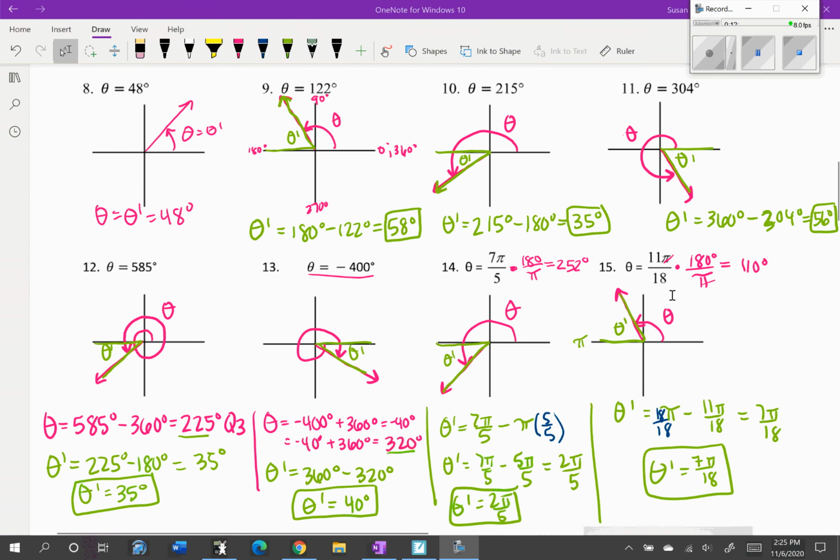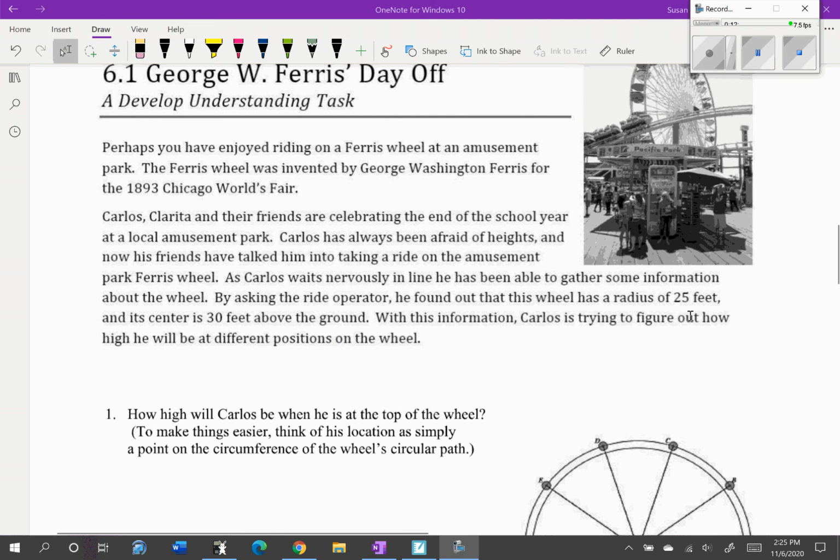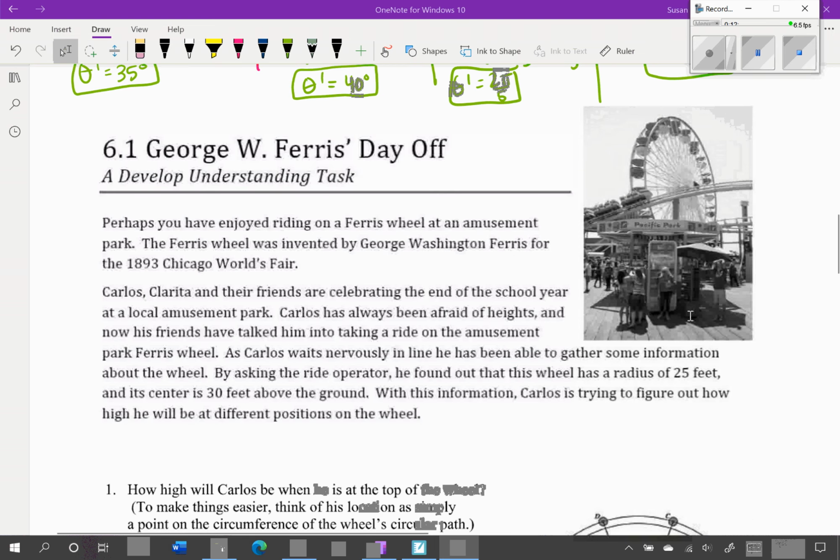So we're going to use these to help us with the next part. All right, so for this next part, we have George W. Ferris's day off. Perhaps you have enjoyed riding on a Ferris wheel at an amusement park. The Ferris wheel was invented by George Washington Ferris for the 1893 Chicago World's Fair.